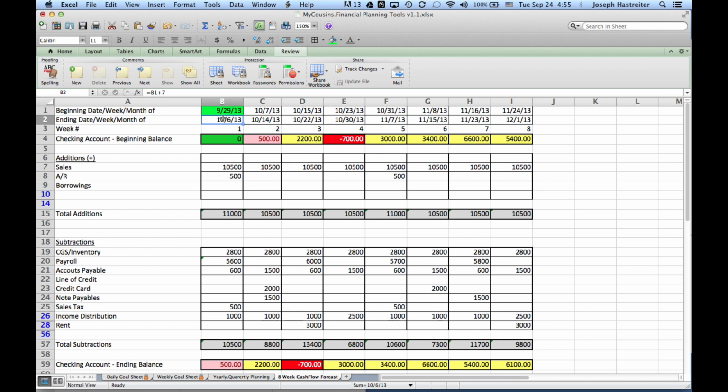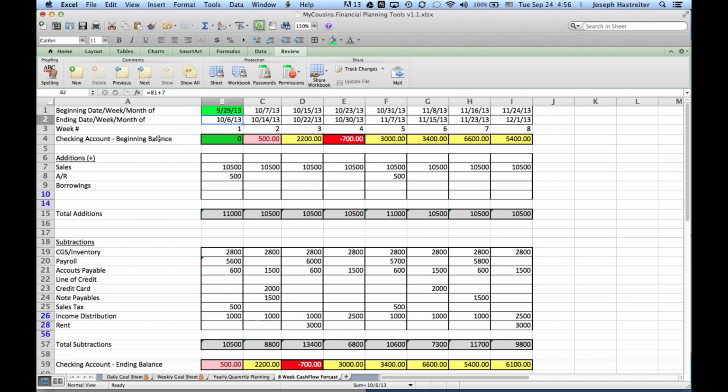Notice now the ending date for that week is 10/6, and then the beginning date for the next week is the next day, 10/7, and then the ending date of that week is 10/14, and then the beginning date of the next week is 10/15 and 10/22. You can see this going all the way through for the next 8 weeks. So we're literally going to be planning our cash flow in this scenario from the last week of September all the way up to December 1st to see where things are going to be at.